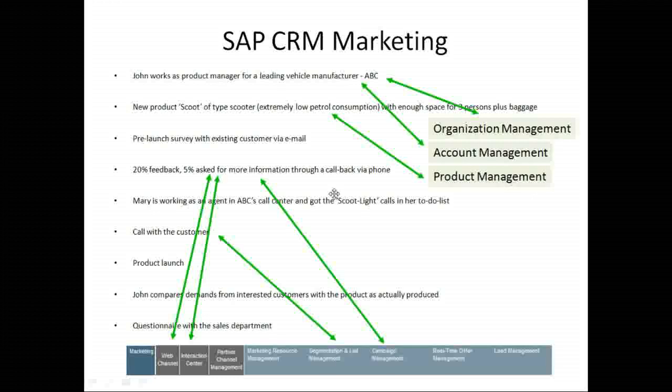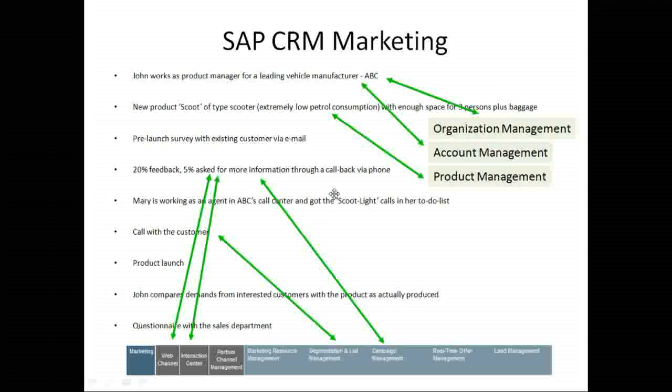Here we can see that the SAP CRM business process has its base setup dependent upon the master data. In this case, we have organization management, account management, and product management, where organization management will maintain the organization details. Here it maintains the details about the ABC company and its employees in the form of a hierarchy. So it will contain details about the company ABC and who is John.